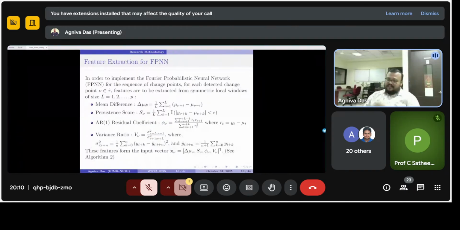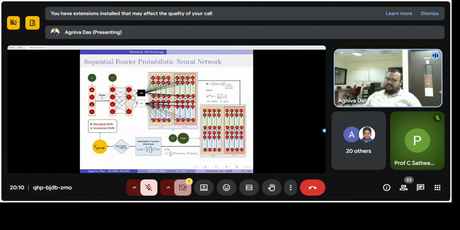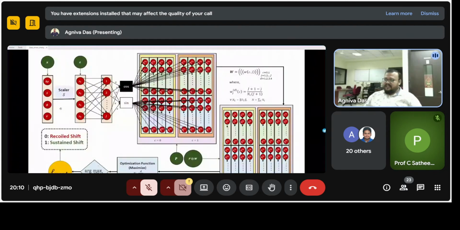You have the delta mu, or the mean difference, and the persistence score. These are all calculated from the things that we are estimating in the DeCAFS, the AR1 model estimation. Based on these, we are forming certain vectors, delta mu, phi, and v, and we are scaling them and putting them through a Fourier transform.